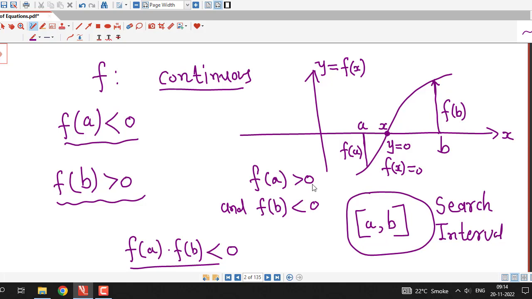This result says that suppose we have a continuous function f(x). If we can find two real numbers a and b such that f of a and f of b are of opposite sign, that is, if f of a is negative, f of b is positive, or if f of a is positive, f of b is negative, then the root of f(x) equal to 0 always lies in the closed interval ab, or the root lies between a and b.